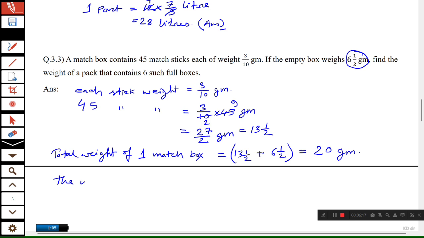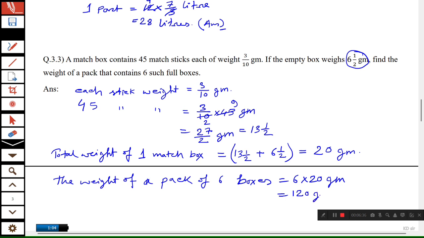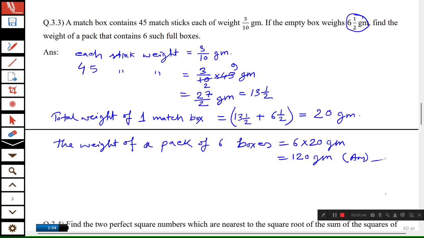So the weight of a pack of 6 boxes is equal to 6 into 20 gram, 120 gram. So this is the answer. So 120 gram is the total weight of the total 6 packets. Okay.